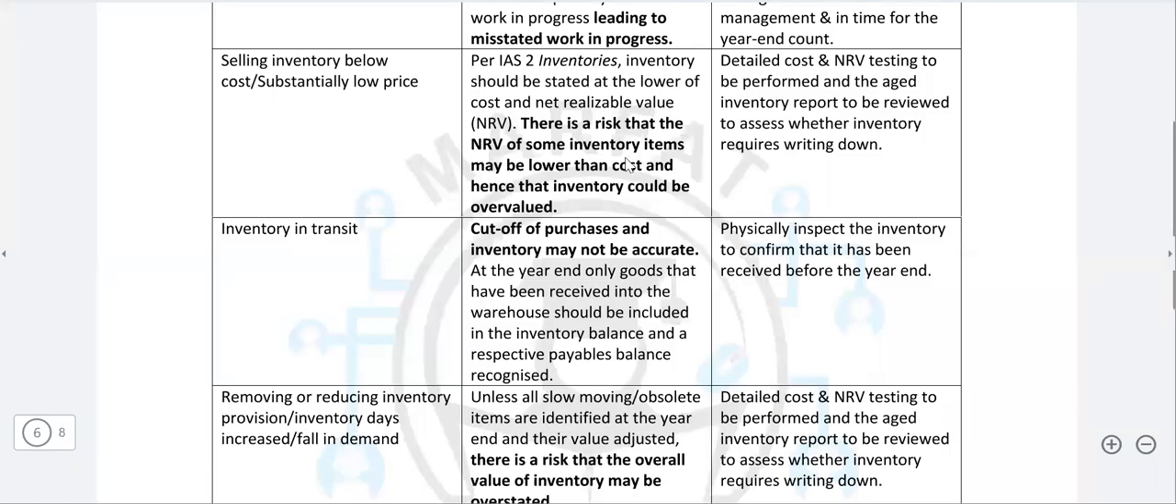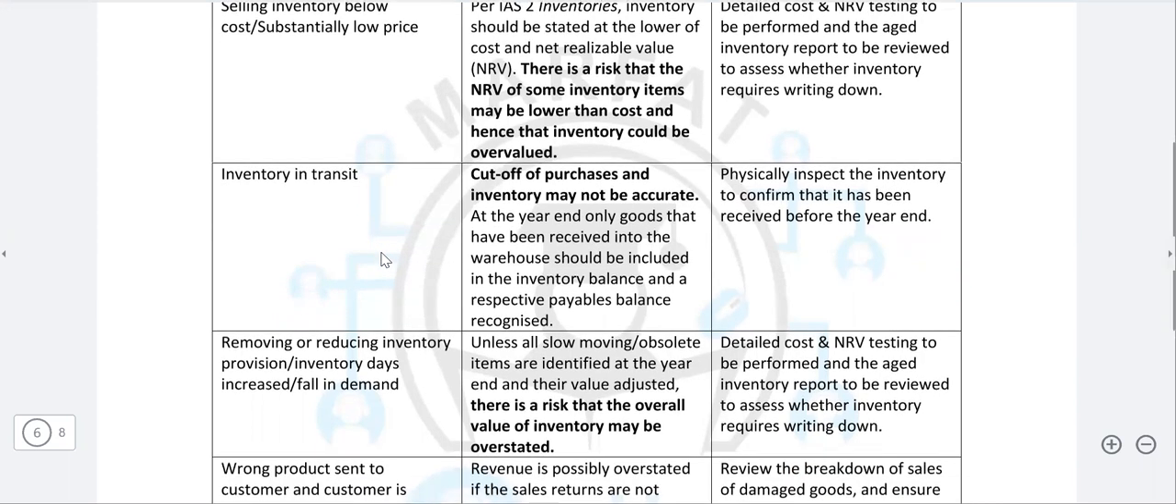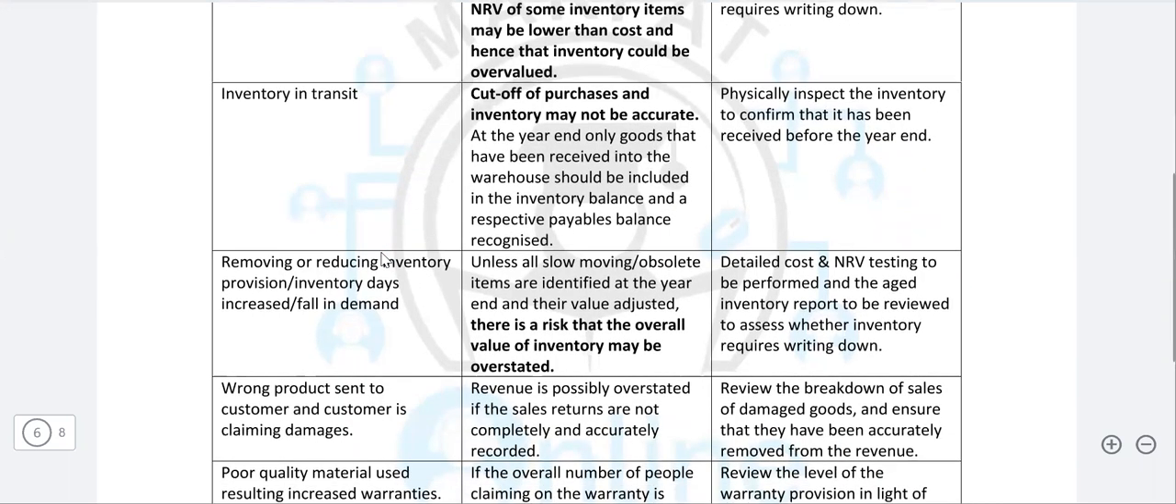Then we have selling inventory below cost or at a substantially low price. If they're selling the inventory below cost or at a substantially low price, remember they should record that inventory at the lower of cost or NRV. So there is a risk that they are selling it below cost, but they have recorded it at cost, resulting in the overstatement of inventory.